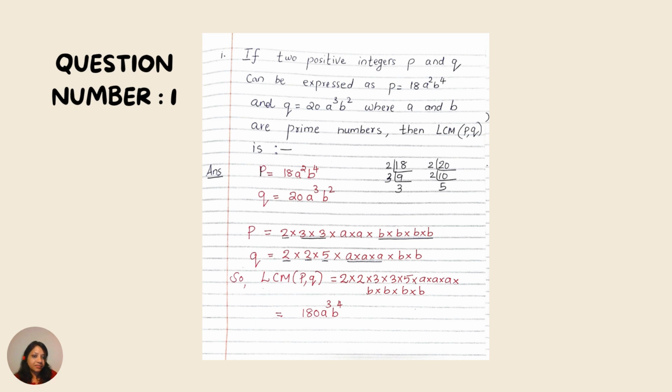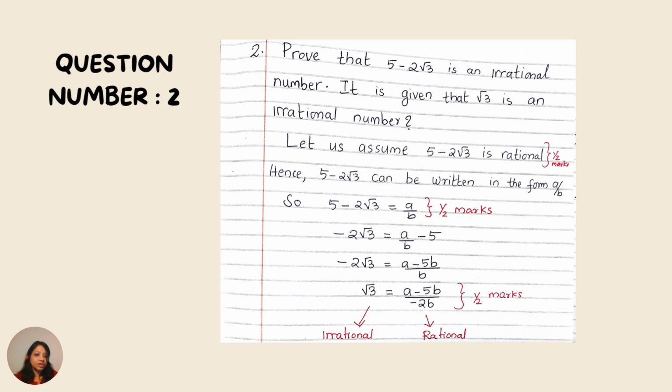What is the answer for this question? You have to practice similar questions, then it's easy. Okay. Go to question number 2. So question number 2 is prove that 5 minus 2 root 3 is an irrational number. See, it is given that root 3 is an irrational number. See, they already gave that root 3 is an irrational number.